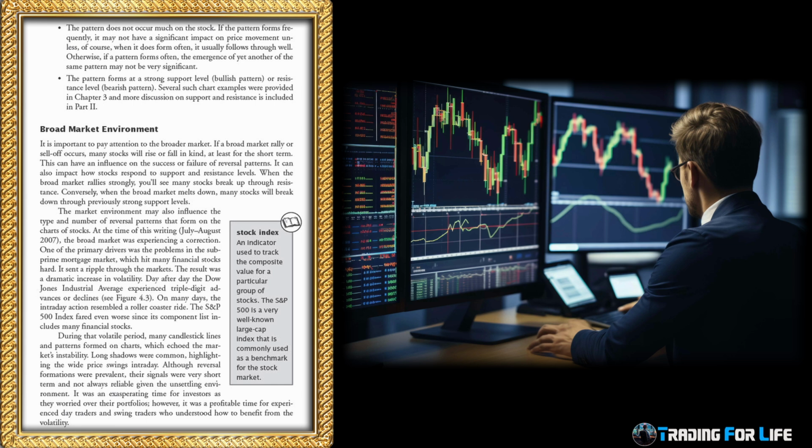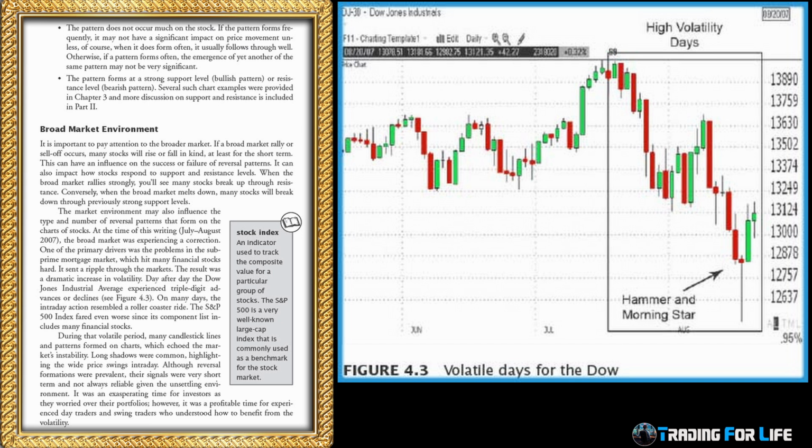At the time of this writing, July-August 2007, the broad market was experiencing a correction. One of the primary drivers was the problems in the subprime mortgage market, which hit many financial stocks hard. It sent a ripple through the markets. The result was a dramatic increase in volatility. Day after day, the Dow Jones Industrial Average experienced triple-digit advances or declines. See Figure 4.3. On many days, the intraday action resembled a roller coaster ride.